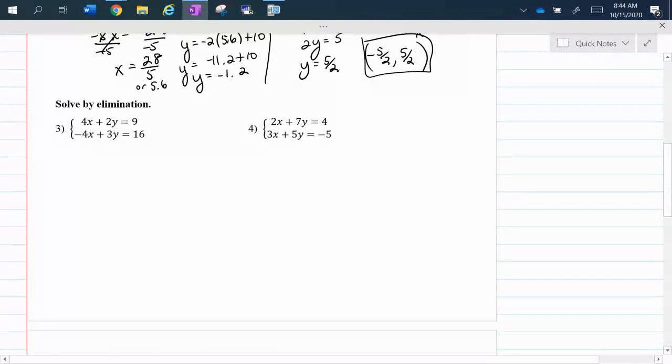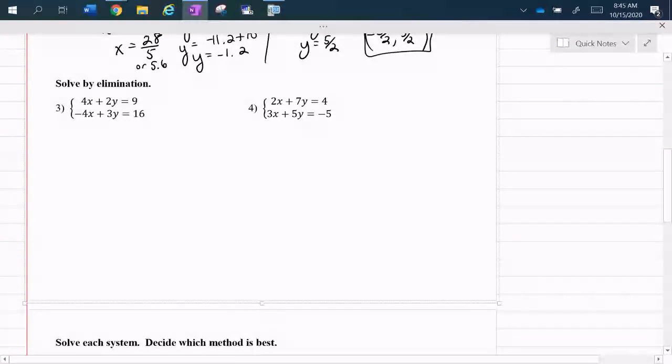Okay, so now let's talk about elimination. Elimination is when we add the two equations together, and when we do that, we eliminate one of our variables. So I notice in number 3 that if I were to add these two equations together right now, I would eliminate the x's because I know that 4x plus negative 4x is 0. So I'm going to add these two equations together. 4x plus negative 4x is 0. 2y plus 3y is 5y. Bring down your equal sign.